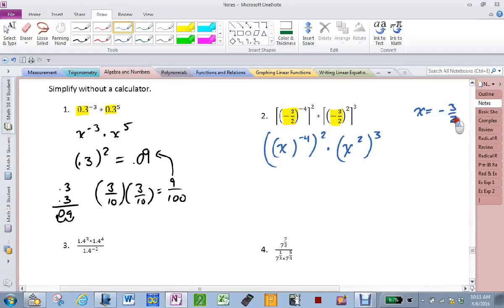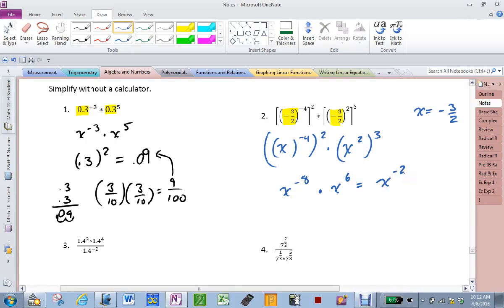Negative 3/2. Then you can do all this math, can't you? What do you do over brackets? You missed the bracket. Don't need it. What do you do over brackets? Multiply, right? So this becomes x to the negative 8, times x to the 6. Now what do you do? Add to get x to the negative 2.